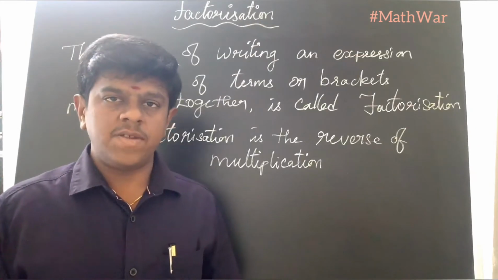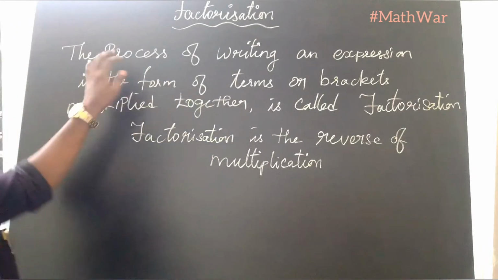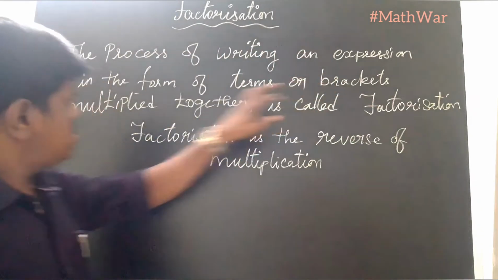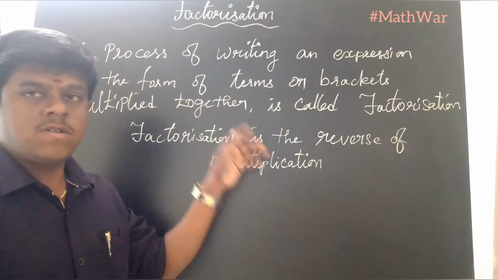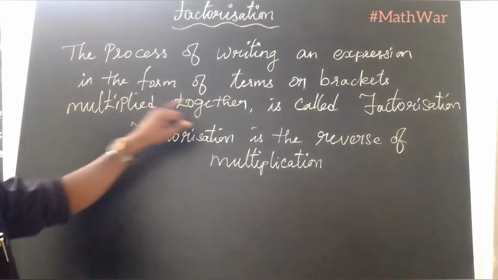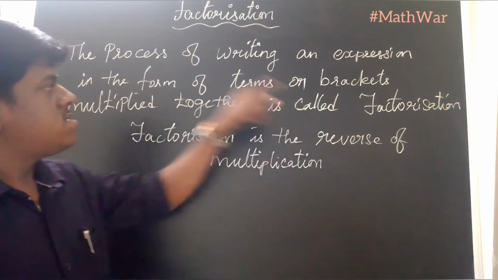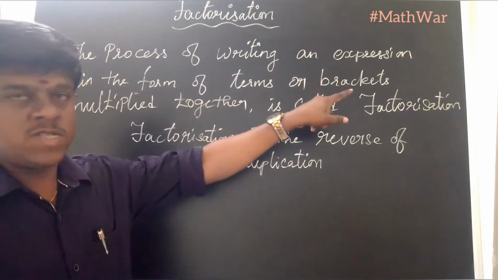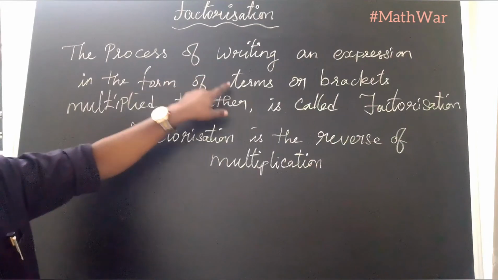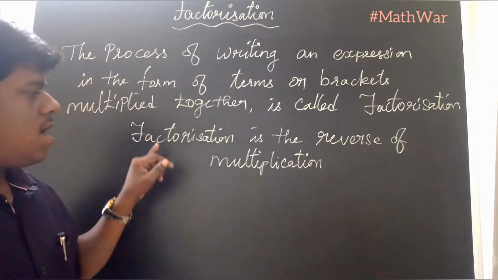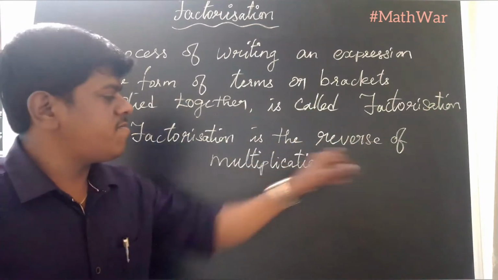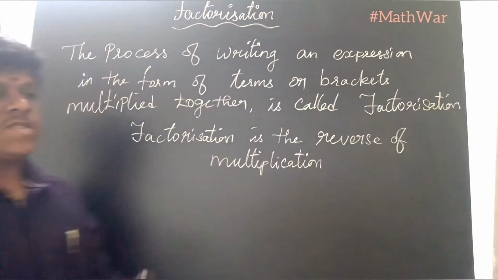Now we will see the definition of factorization. The process of writing an expression in the form of terms or brackets multiplied together is called factorization. And factorization is the reverse of multiplication.